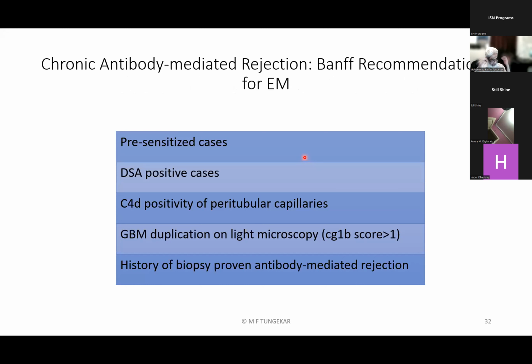So much so that now Banff recommends electron microscopy in all cases of chronic antibody-mediated rejection, either suspected or real, in all cases which are pre-sensitized, which are DSA positive, which have shown C4d positivity of peritubular capillaries, have shown GBM duplication on light microscopy, which is cg score 1b. In fact, EM of glomeruli is now included in the Banff classification. And with a history of antibody-mediated rejection on biopsy, in all these cases you must do an EM on the transplant biopsy.